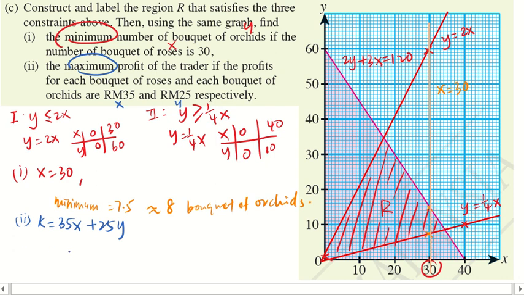Then the second method is you find the 3 coordinates. 1, 2, 3. Set the 3 coordinates: 0, 0. Then the second one, 18, 33. Then another one is 34 and 9. This is 8.5, but we cannot choose 8.5. We have to adjust a bit, to 9 or 7.